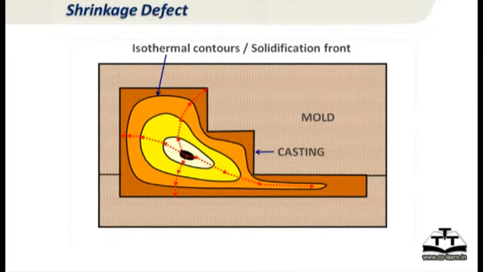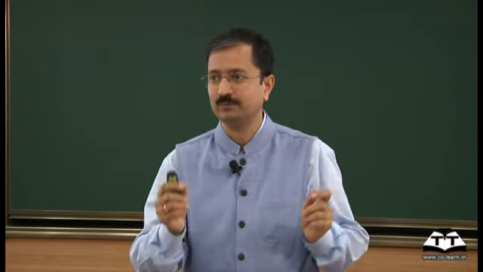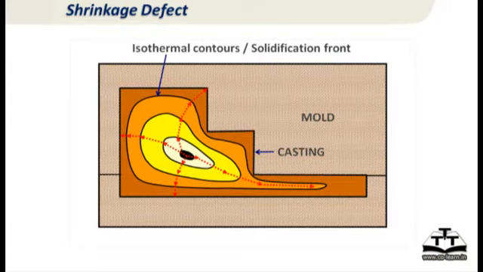That is the path along which the microscopic flow of feed metal is happening through dendrites to compensate for volumetric contraction during solidification. And these red lines, which are perpendicular to the isothermal contour lines, are called feed paths. So feed paths are perpendicular to the temperature contours. Okay.